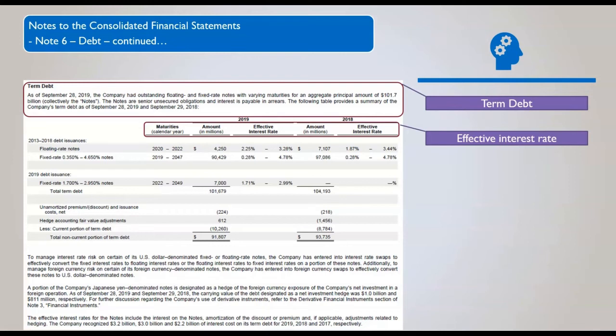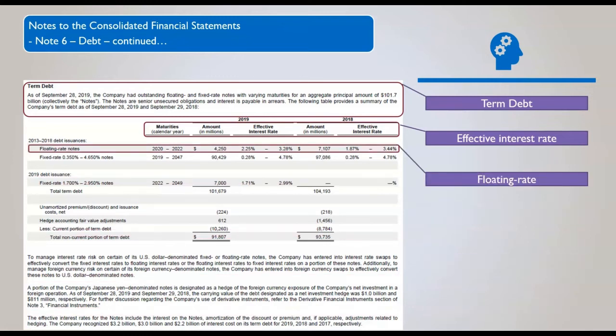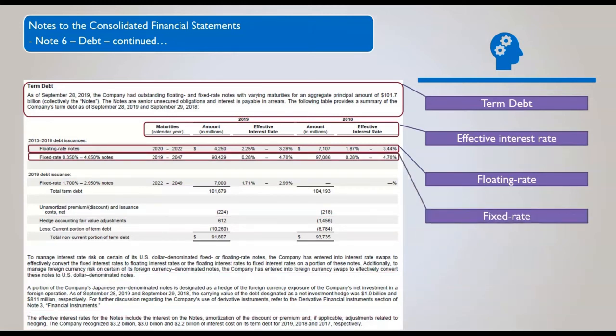In Apple's case, we can see the range of fixed rate loans are wider, ranging from 0.28% to 4.78% in 2019. In contrast, the floating rates are hovering around 2.25% and 3.28% based on the current market interest rate plus its spread. Here is the floating interest rate, and here is the fixed rate.